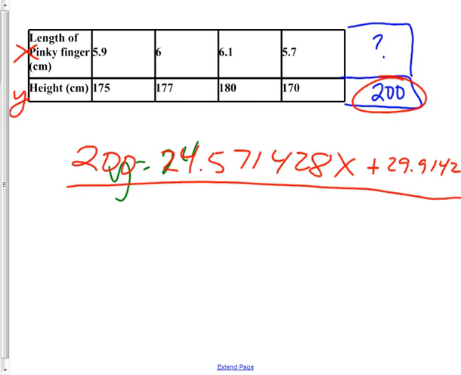I just have to subtract 29.9142 from both sides and divide by that awful 24.571428, and I would get my answer. And I think you come out that his pinky is like 6.8 or 6.9 or something like that. All right. Raise your hand if you got an answer like that.